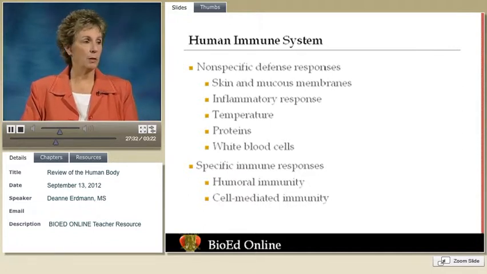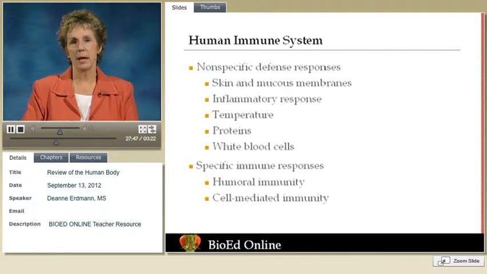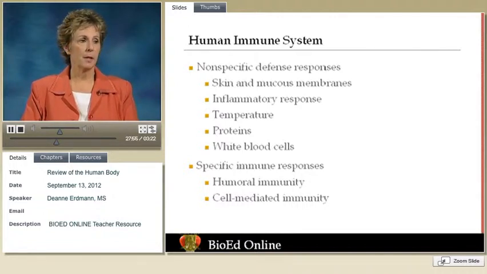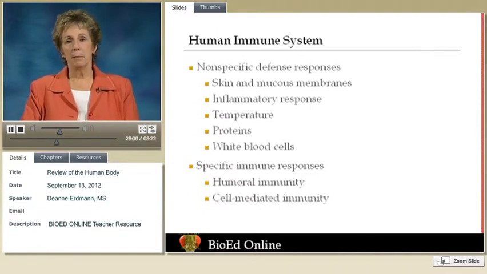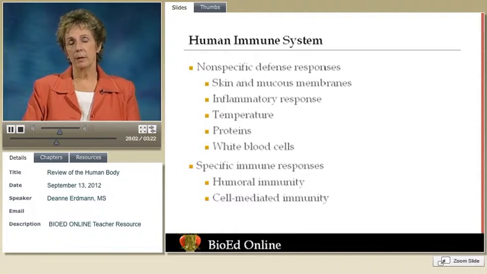Kind of a good way to start looking at the immune system is to divide it into non-specific defenses and specific immune responses. And our non-specific defenses include the skin, which is the largest organ in the body, by the way. It makes up about 15% of your body weight. This is a big physical barrier. Also provides some chemical protection in the form of oils and sweat and mucus. But the skin and the mucous membranes really do give us a lot of protection.